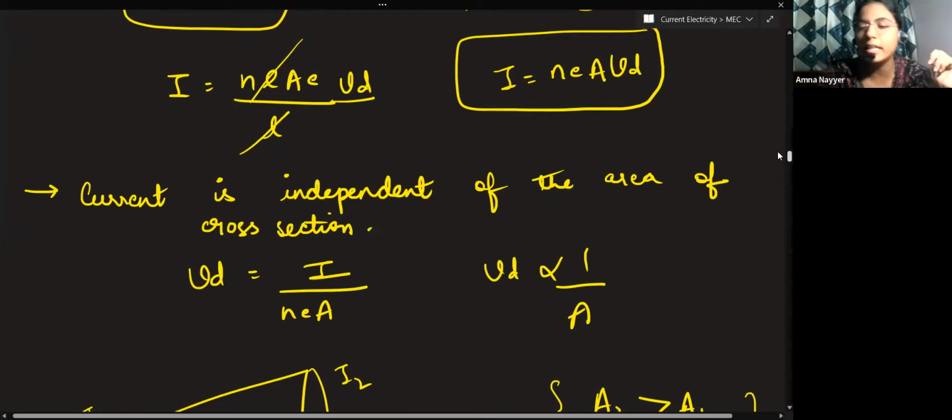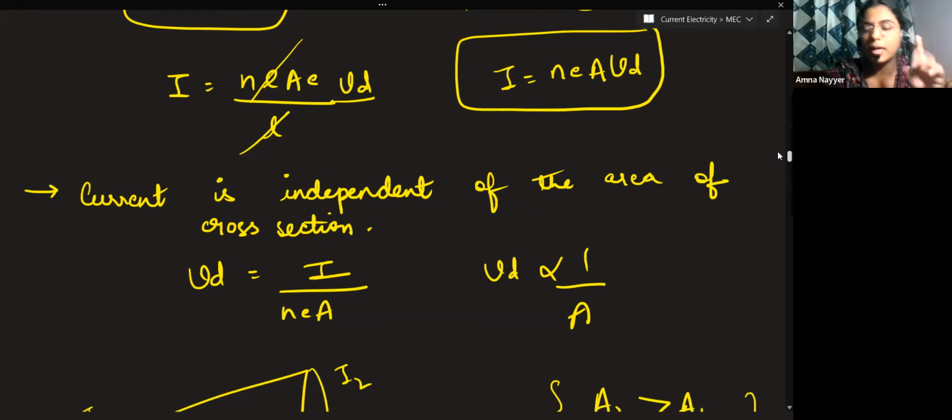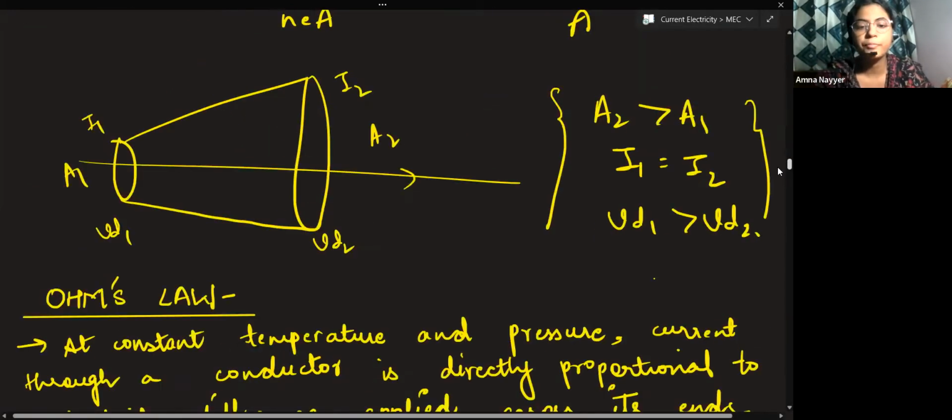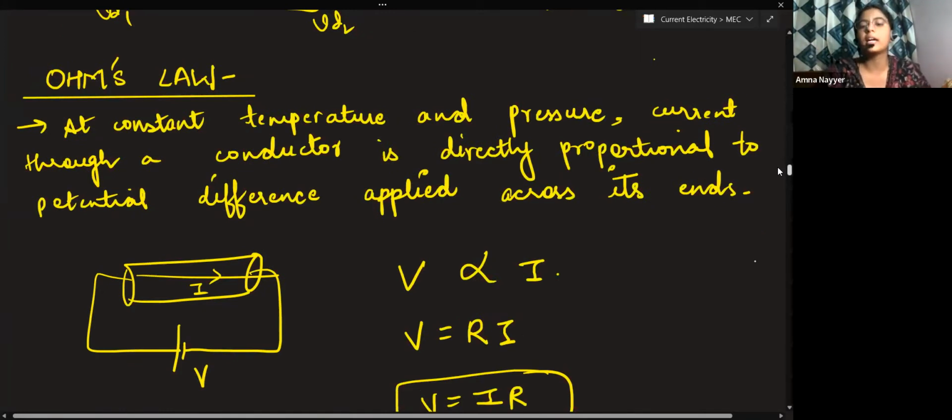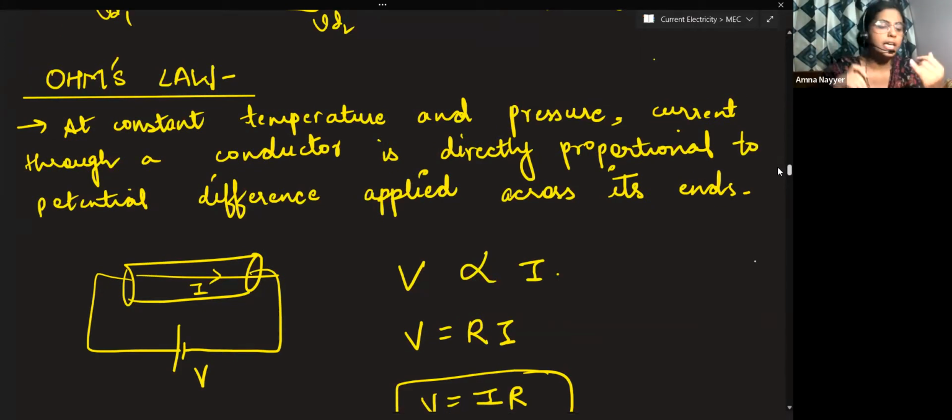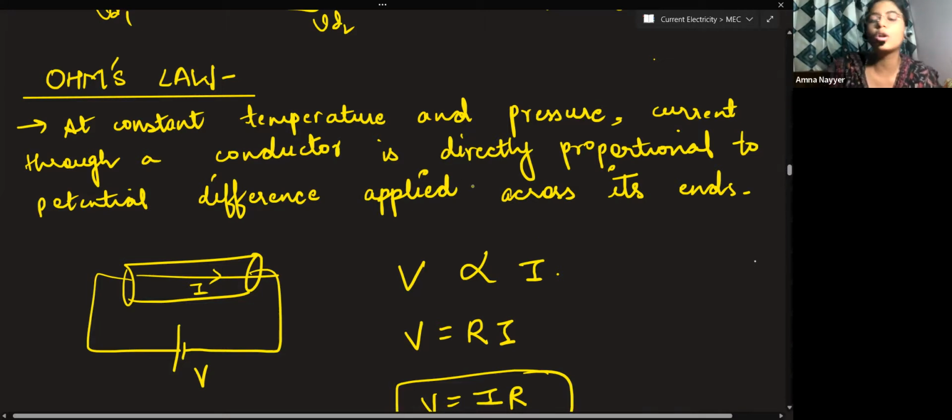In this equation, I is equal to n e A vd, current seems to be directly proportional to the area of cross section, but current is independent of area of cross section, whereas drift velocity is inversely proportional to area of cross section. Then we had stopped here, till Ohm's law we had completed. Ohm's law says that if temperature and pressure remain constant, then the current flowing in the conductor is directly proportional to the potential difference applied across its ends. Means V is equal to IR, where V is the potential difference and I is the current. This is your Ohm's law.